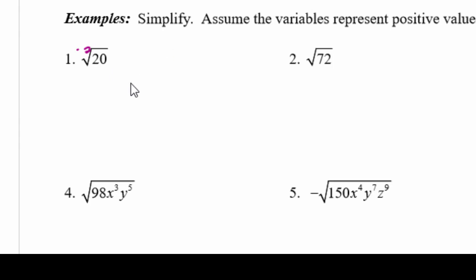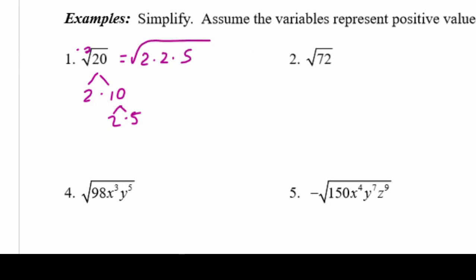So the factor tree for 20 is 2 times 10, right? And then 2 is prime. So 10 is 2 times 5. And so now we have all the factors of 20, right? So we have two 2's and a 5. And we're trying to take the square root of that.